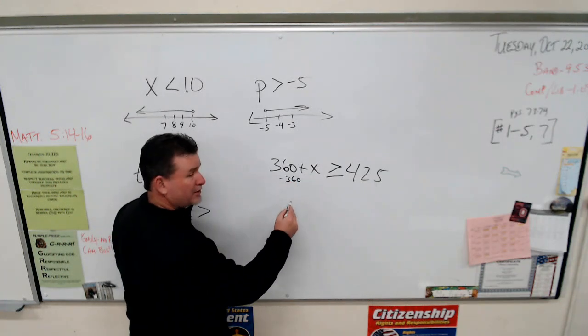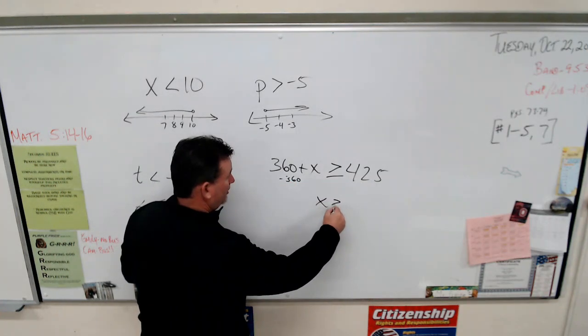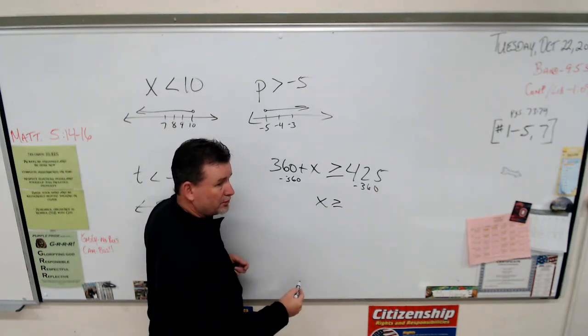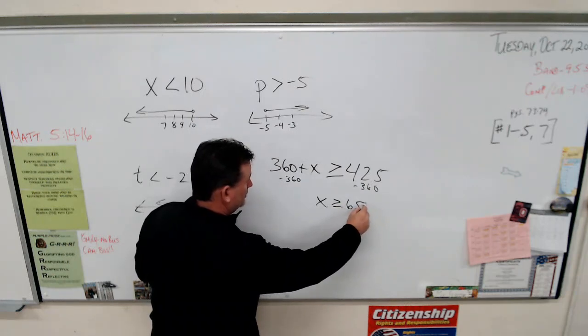360 from both sides? Yeah. So then x is greater than or equal to 65.